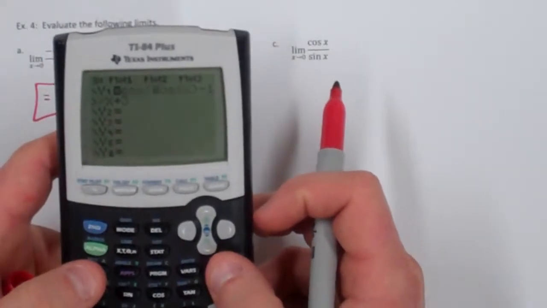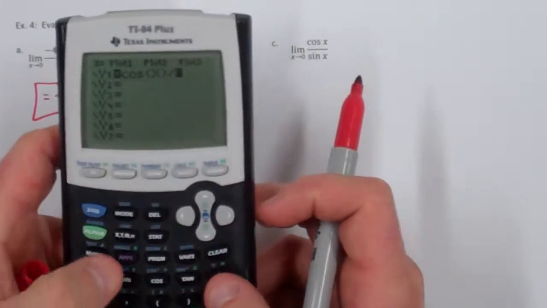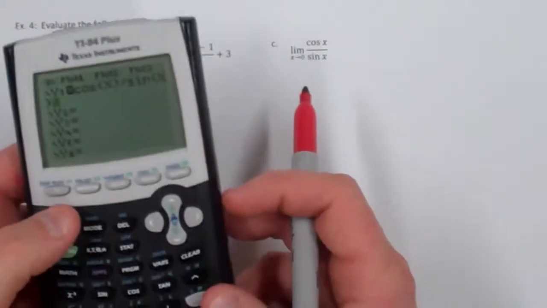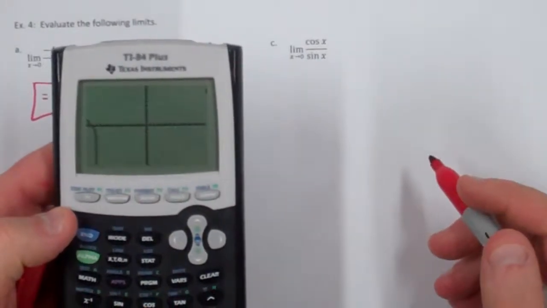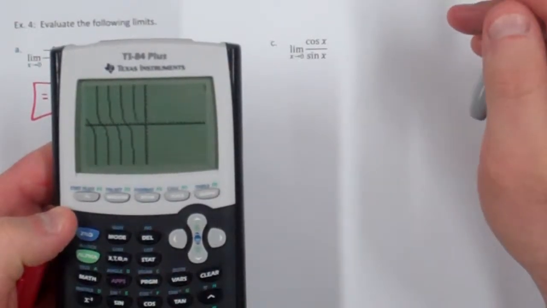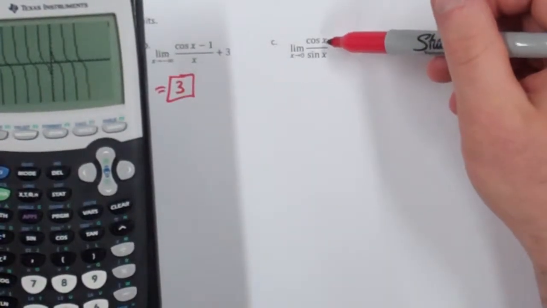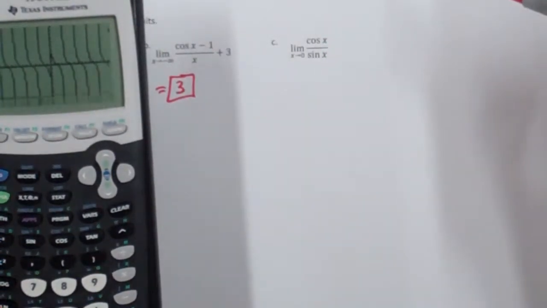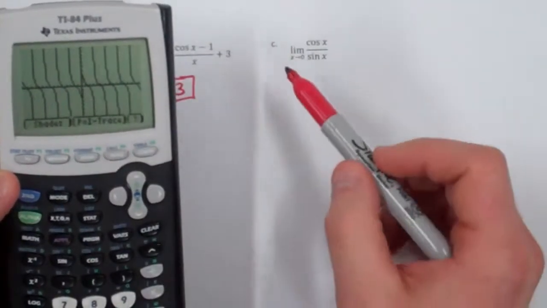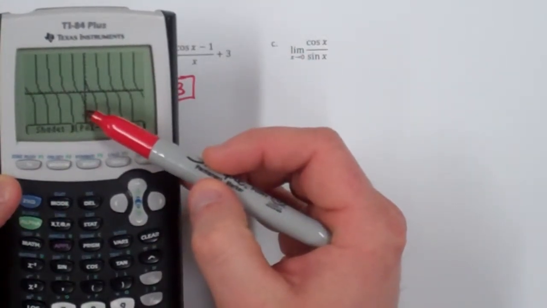We'll just do cosine of x divided by sine of x. We'll close that up, and we can graph this, get another graphical look and see what's going on. Looks like an interesting function, kind of looks like a cotangent graph. For those of you that remember your identities, the cosine over the sine would be equal to the cotangent. So if we look right here at what's happening as we approach 0 from the left, it looks like this graph is continuing down.